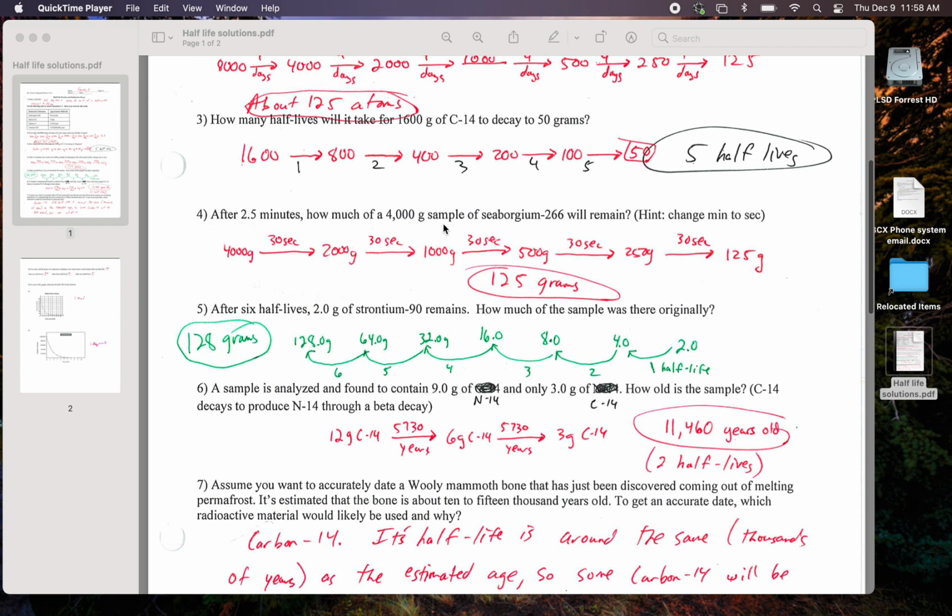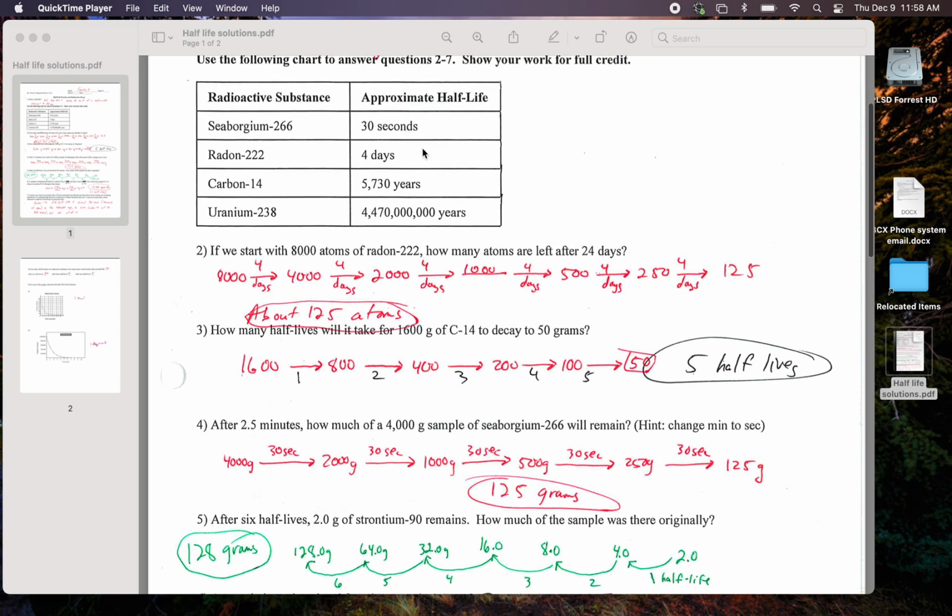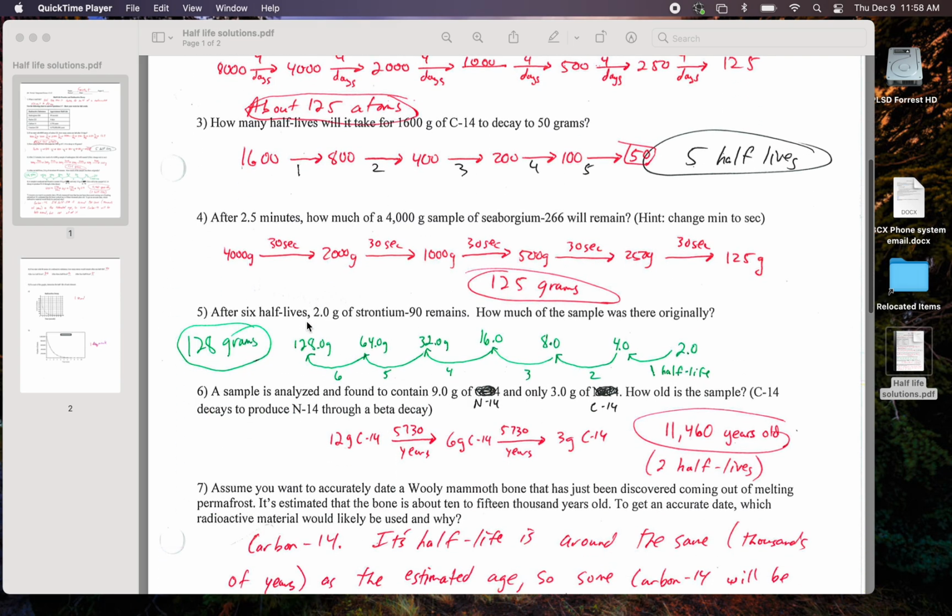After 2.5 minutes, how much of a 4,000 gram sample of seaborgium-266 will remain? Change minutes to seconds. Well, 30 seconds is half a minute. So here I've got 1 half-life, 2 half-lives, 3 half-lives, 4 half-lives. 5 half-lives is 2.5 minutes, and so I have 125 grams.